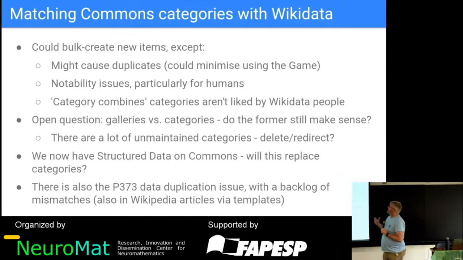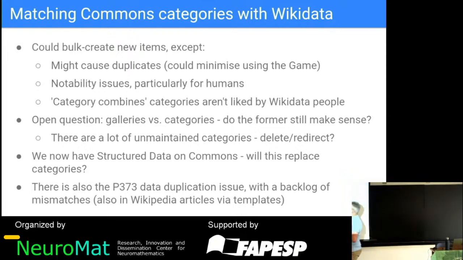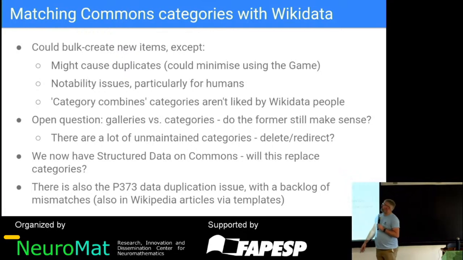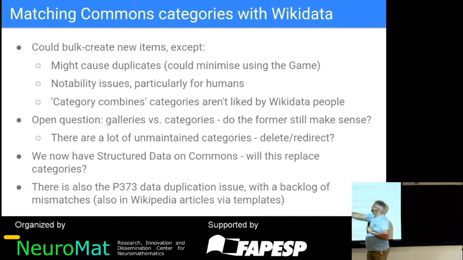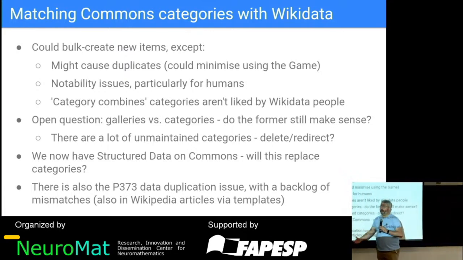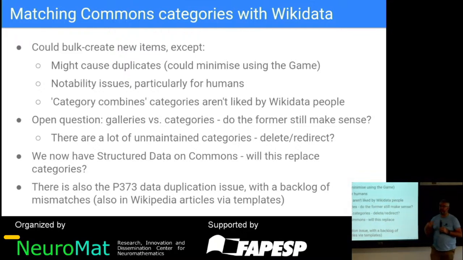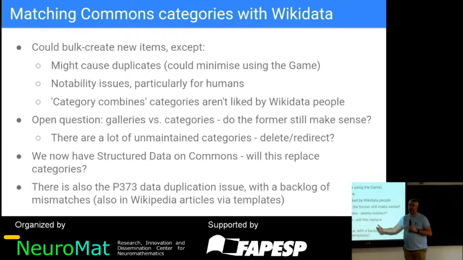There's the risk there that you might create duplicates if the item already exists, so that's why we've got the Wikidata game, to try to minimize that. One thing I did do at one point was start bulk creating items for humans that have a Commons category, because you can get a lot of information out. You can get the birth year, death year, occupation, the same as you can on English Wikipedia.